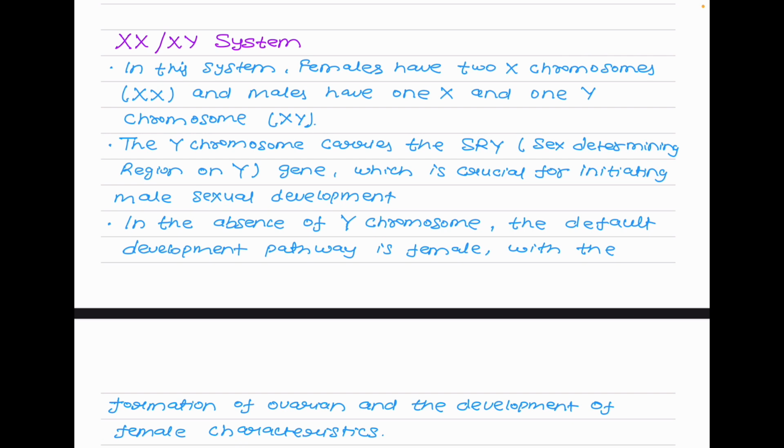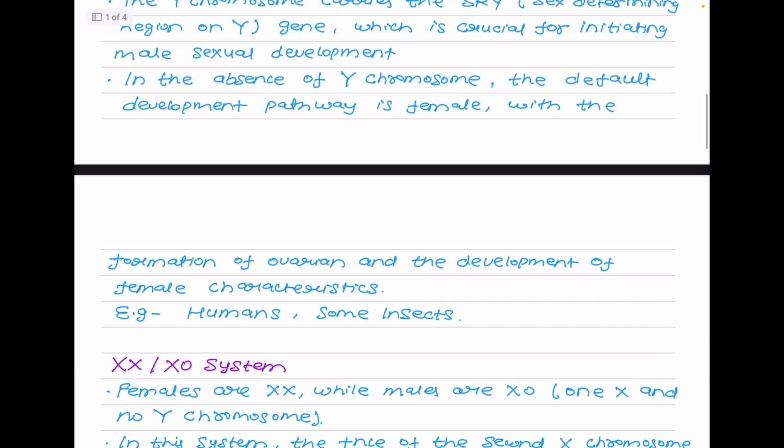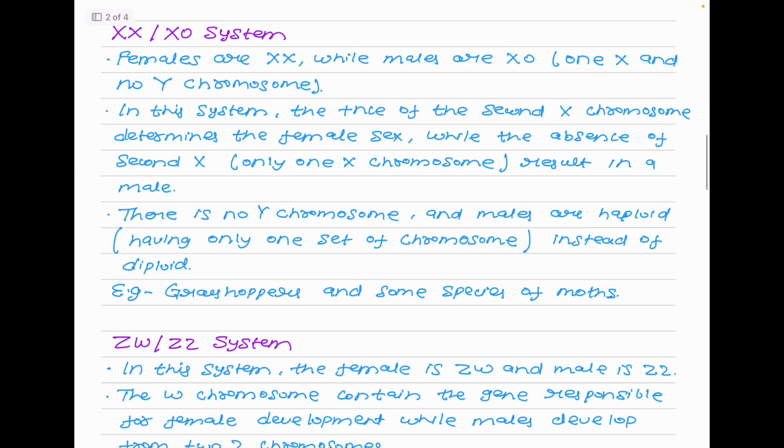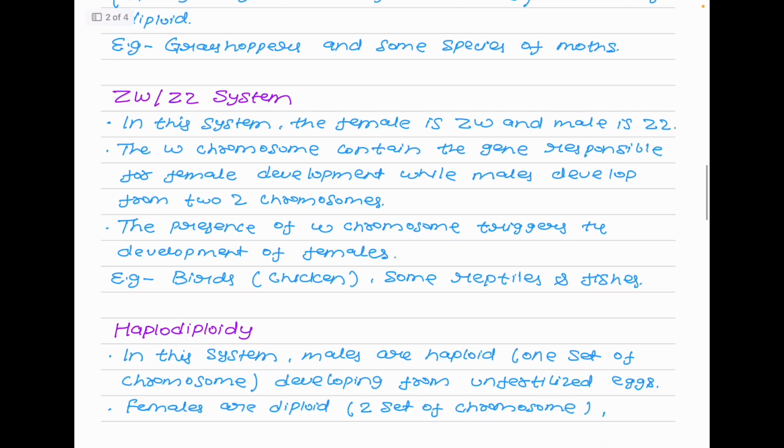Next is the XX and XO system. In this system, the females are XX but males have only one X chromosome and no Y chromosome. There is no Y chromosome in this system. The absence of the second sex chromosome determines maleness, and the presence of the second X chromosome determines the female. There is no Y chromosome, and instead of diploid males, they are haploid. That means they have only one set of chromosomes. And this type of system is observed in grasshoppers and some moths.